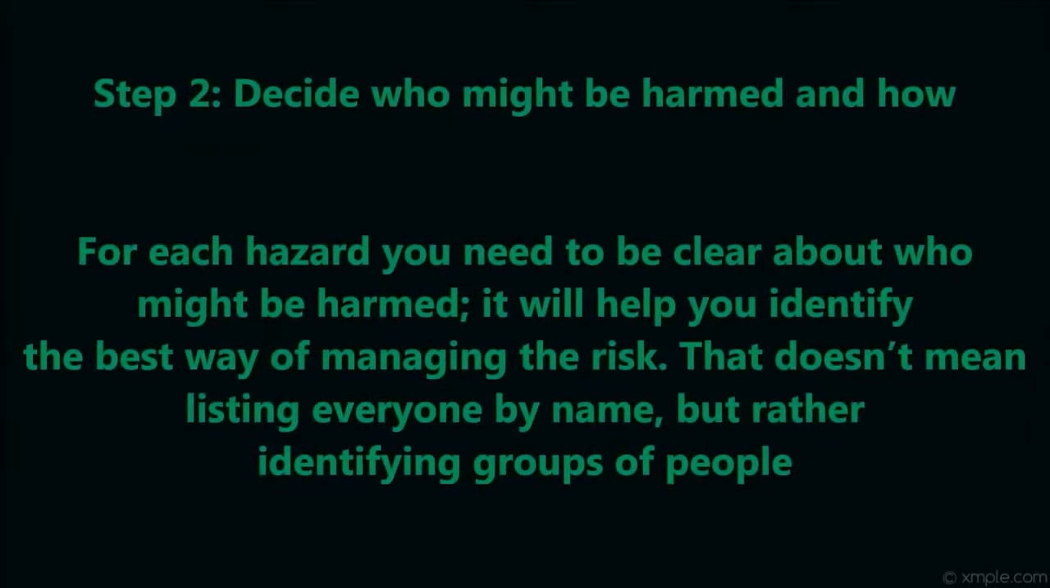Step 2. Decide who might be harmed and how. For each hazard you need to be clear about who might be harmed. It will help you identify the best way of managing the risk. That doesn't mean listing everyone by name, but rather identifying groups of people.